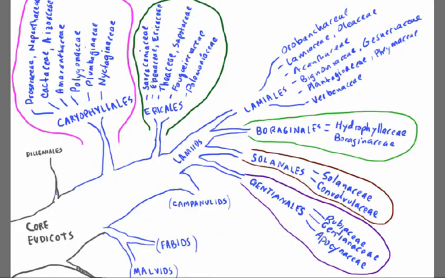And the last order within this clade that we're going to discuss is the Lamiales, which is the order that the Lamiids are named for. It's another large plant order, including 25 families and a large range of different plant forms.